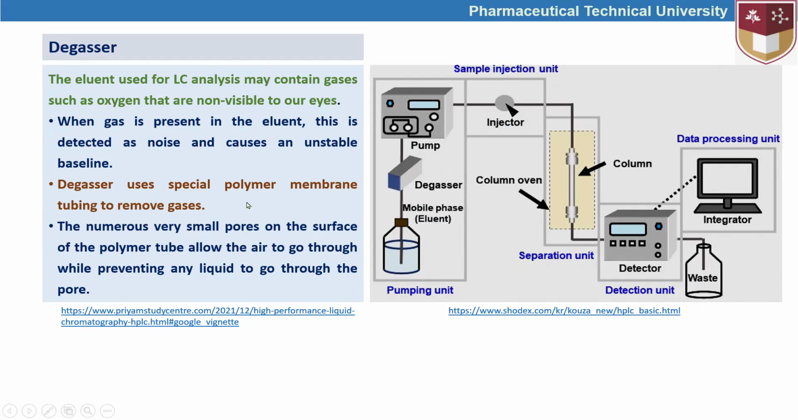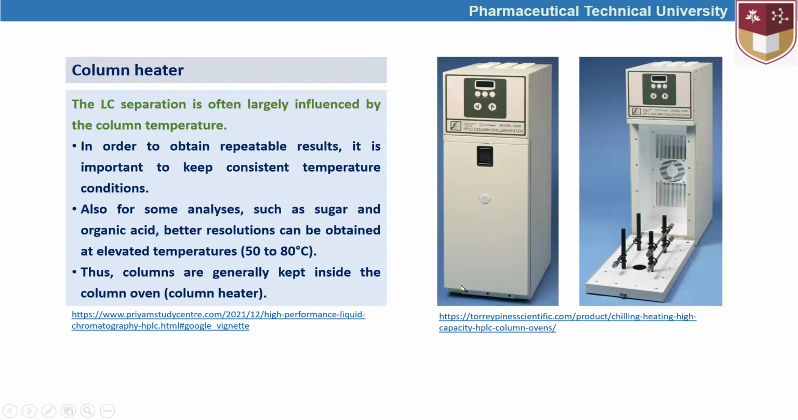It uses a special polymer membrane tubing to remove gases that could be present in liquids. The numerous very small pores on the surface of the polymer tube allow the air to go through while preventing any liquid from going through the pores. So the degasser is another significant point that should be provided in modern HPLC tools.